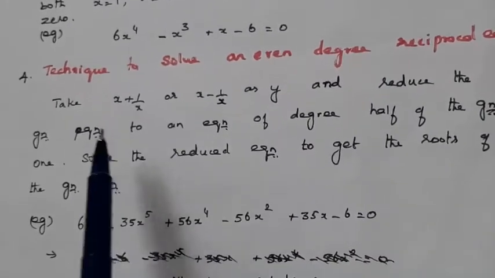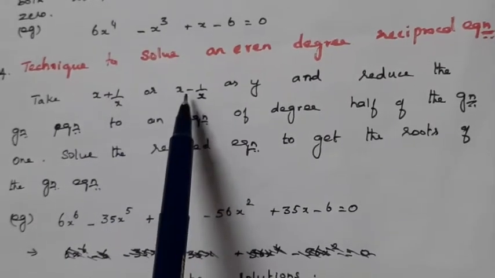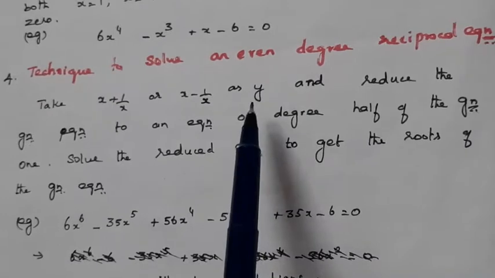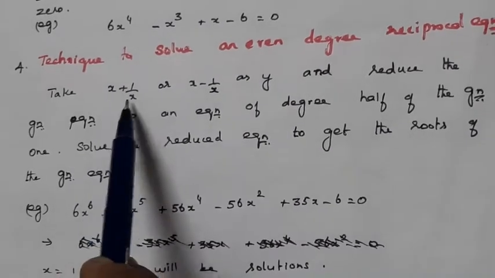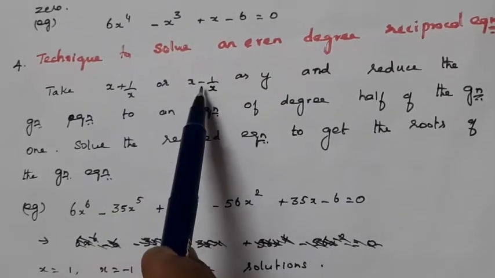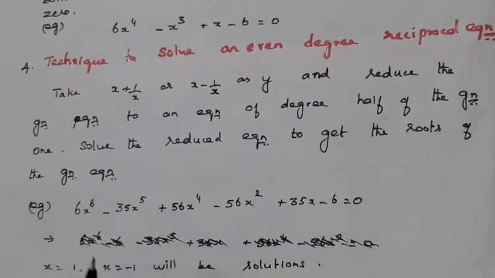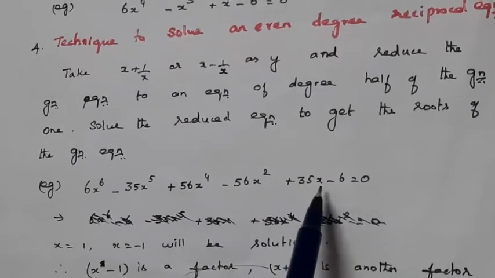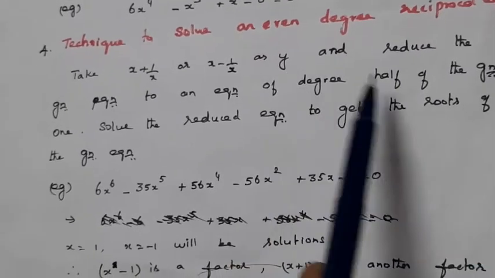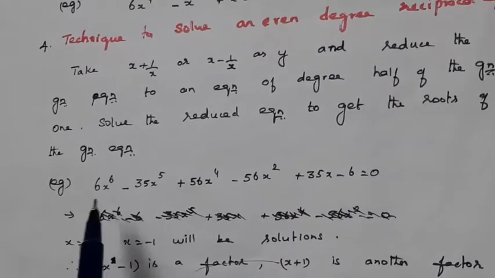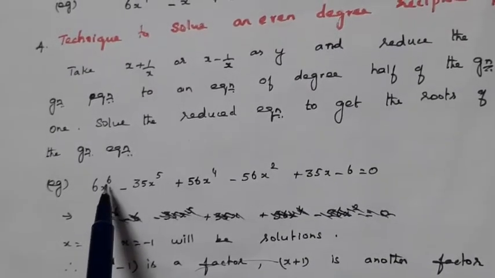Okay. So now you may get a question: where do we get x plus 1 by x or x minus 1 by x to take as y? While explaining this example, I will say where you get this x plus 1 by x or x minus 1 by x which has to be taken as y. Okay. So now let us consider an even degree equation. This technique is applicable whether it is of type 1 or type 2. Now here consider this reciprocal equation. It is of even degree.